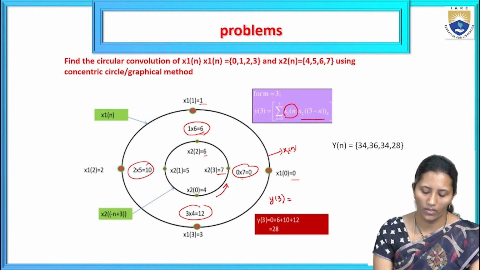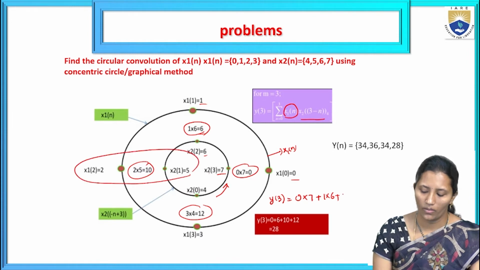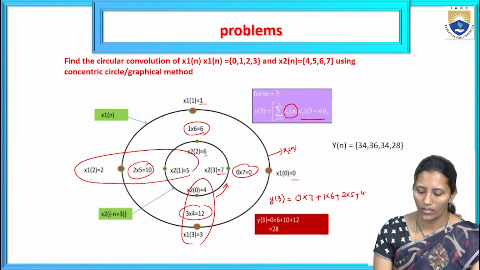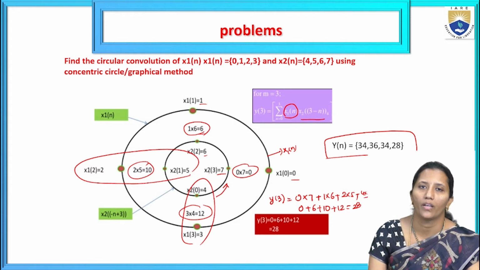So y of 3 is equal, the corresponding amplitude values are 0 into 7 plus 1 into 6 plus 2 into 5 plus 4 into 3. So this is 0 plus 6 plus 10 plus 12. We will get 28. So the output values are 34, 36, 24, 28: y of 0, y of 1, y of 2, y of 3.